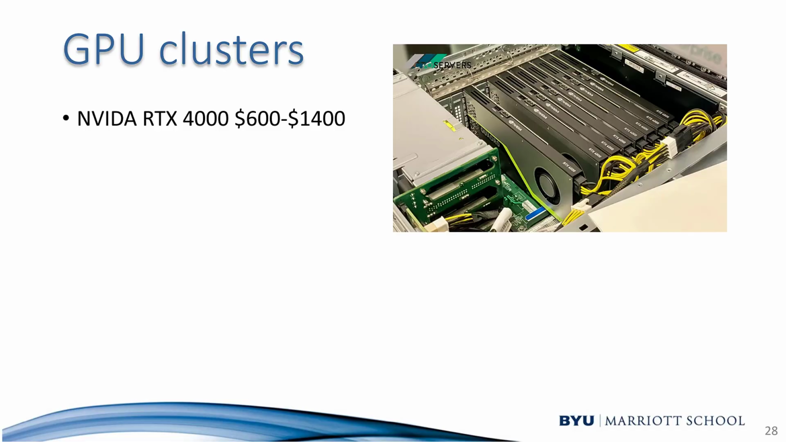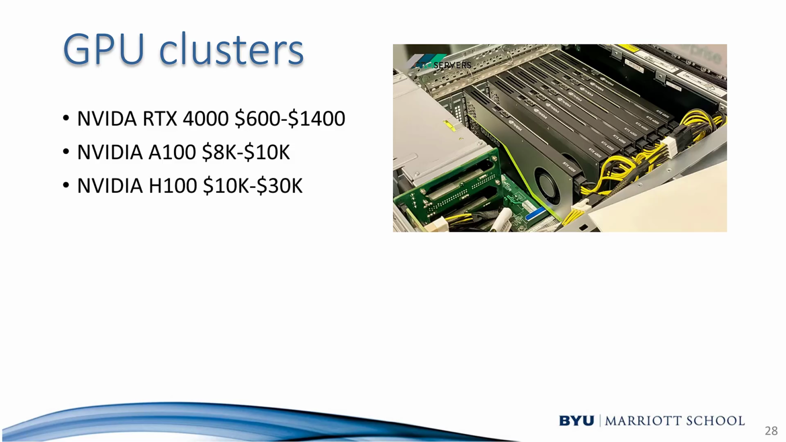You can actually buy these things. So it's a bunch of GPUs running in a server rack here. At the time I made this slide, which was probably 2 years ago now, an NVIDIA RTX 4000 was $600 to $1,400. An A100 was $8,000 to $10,000. Price of those will come down now, I'm sure, because they have better things out. Oh, there we go. An H100, even better.